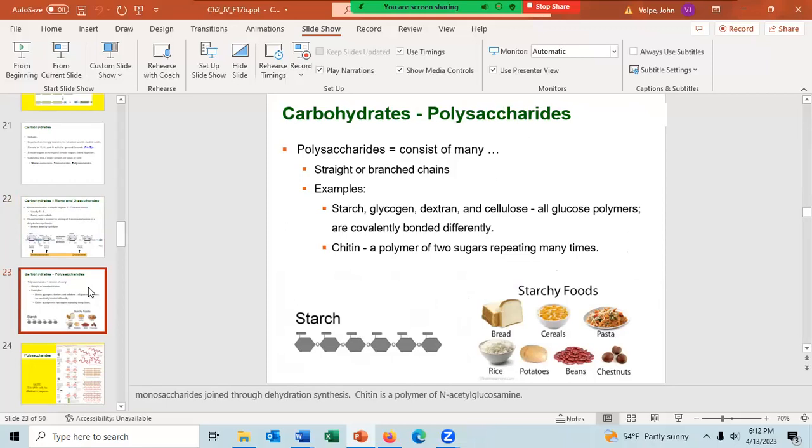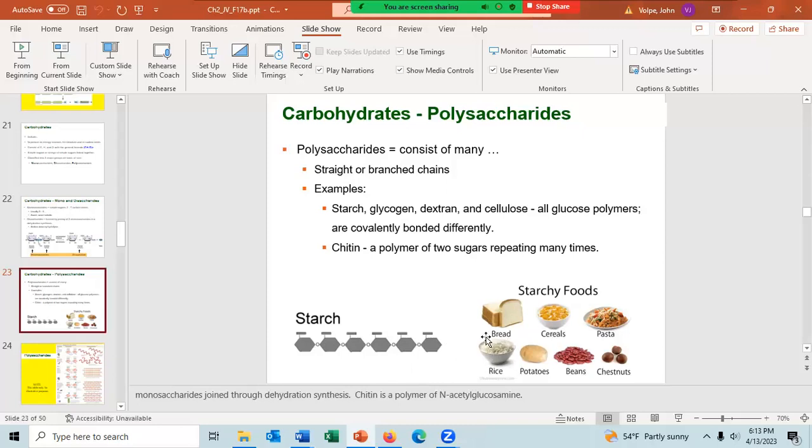Carbohydrates do include the polysaccharides. The polysaccharides consist of many monosaccharides. The polysaccharides can be straight or branched chains. The simplest example of a polysaccharide is starch, shown here, which is actually much longer than this. It's just showing you the basic shape. And that's a glucose, that's a glucose, that's a glucose, and so on. So starch is just a bunch of glucose molecules hooked together one after the other in mostly a straight chain.